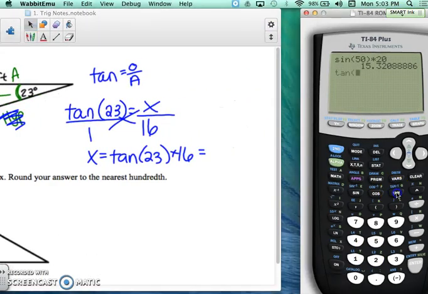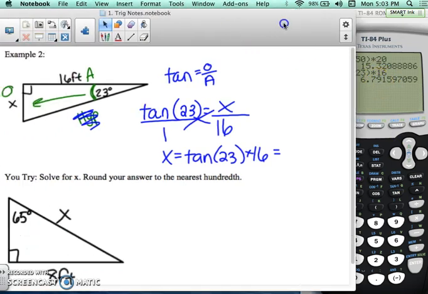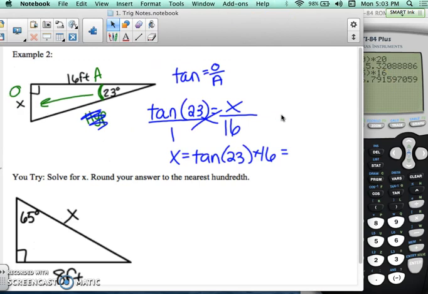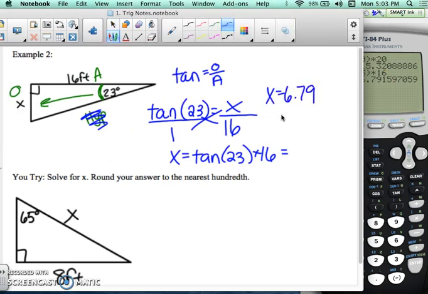Tangent 23 times 16. So let's round our answer to the nearest hundredth. So 6.79, that 1 is not going to bump up that 9, so 6.79. So x equals 6.79, and my units were feet this time.